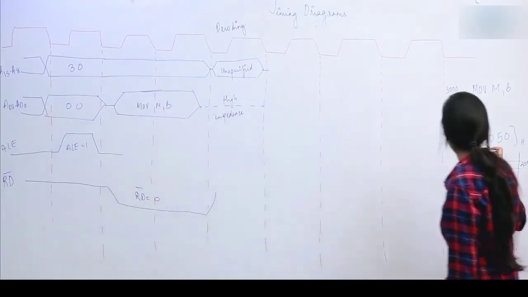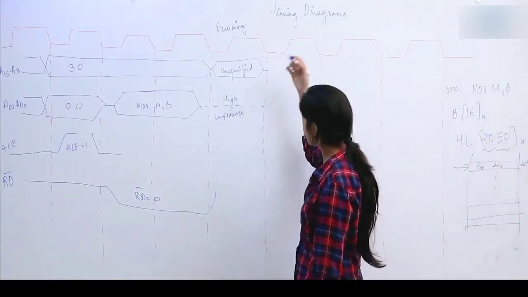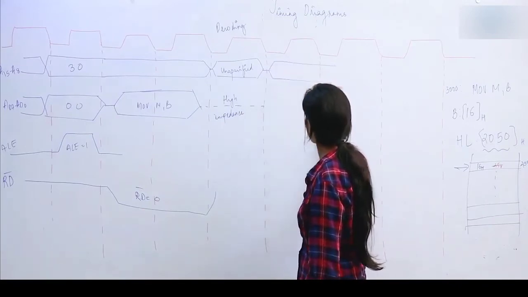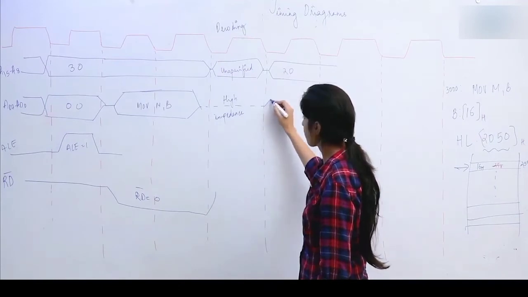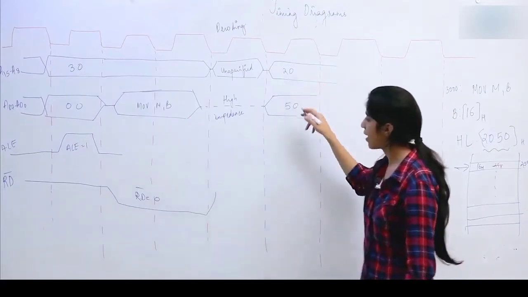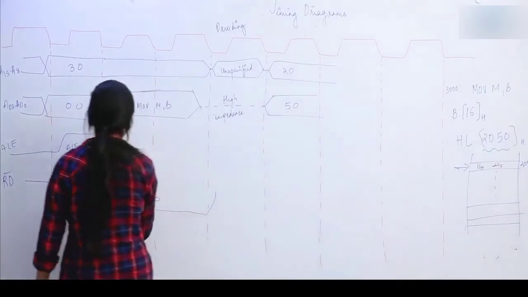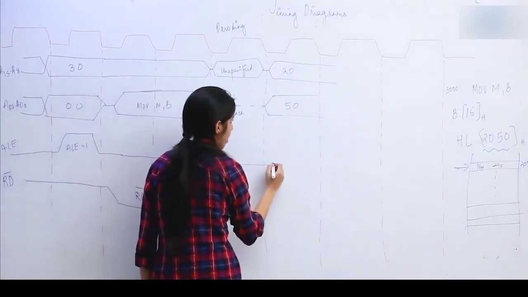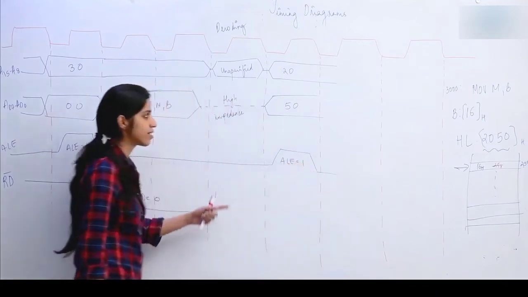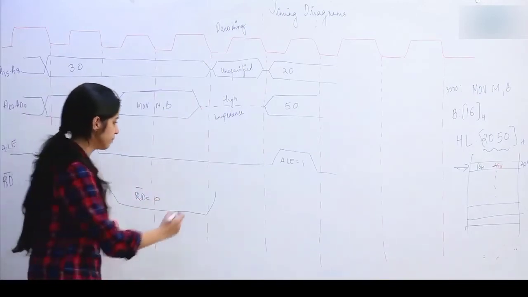So see, what was stored in HL pair? HL pair contains 2050. So in the next cycle, we are going to have 20 and 50 stored in the address bus. Again, for this to behave as address bus, you are going to have to make ALE as 1. So we have given the address now, 2050.